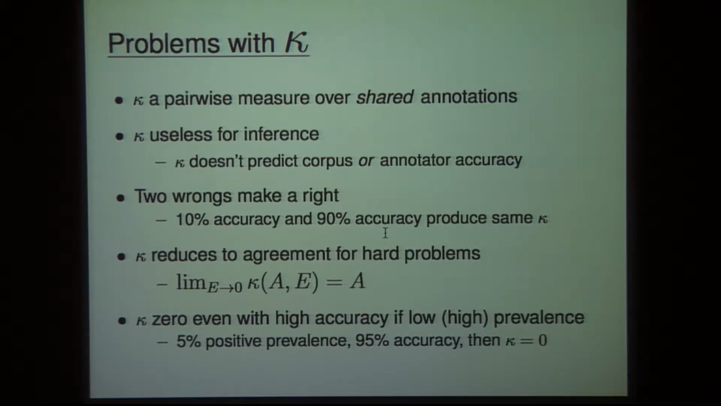The real problem, though, is that kappa is really useless for inference. It doesn't predict the corpus accuracy, and it doesn't predict the annotator accuracy. Those are the two things that we really care about, right? And kappa doesn't tell us anything about either of those, although it's correlated. I shouldn't say it doesn't tell you anything. High kappa tends to mean that you're going to have better accuracy on both counts.